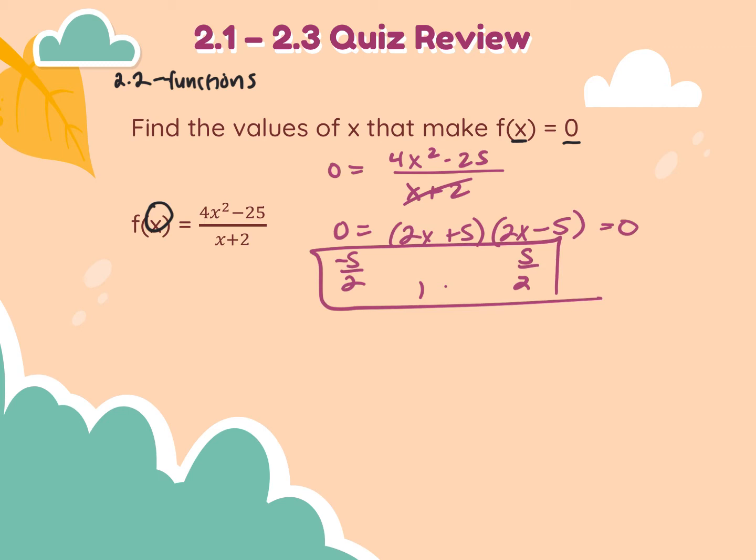Then came 2-2. So this is find the values of x that make f of x equal to 0. We set it equal to 0. You can multiply by the denominator, but it is always going to cancel out. So if it's just finding the zeros, you can also just use your numerator. I can factor 4x squared minus 25 into 2x plus 5 and 2x minus 5, set them both equal to 0, and I get -5/2 and +5/2.